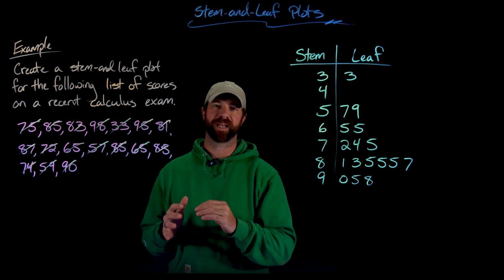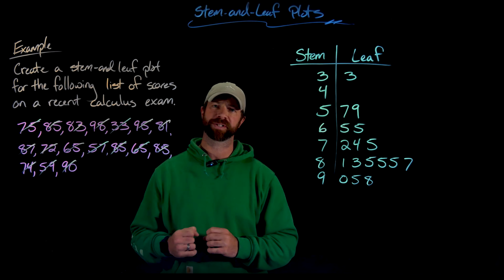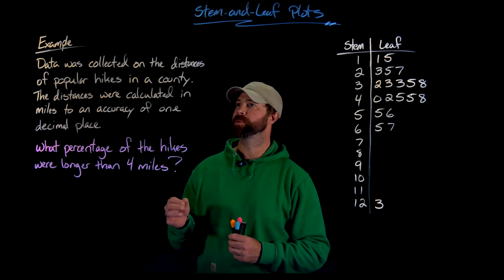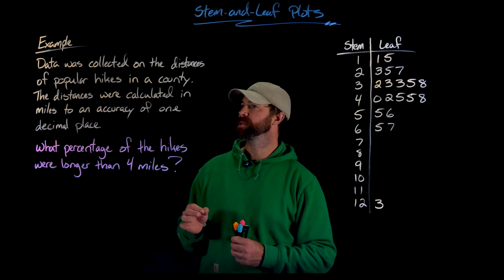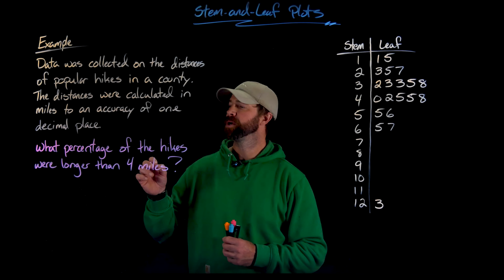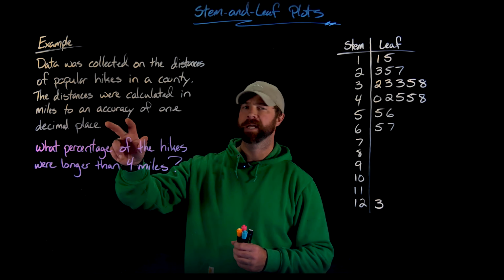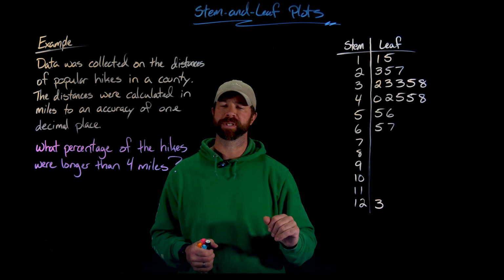Let's look at one more example where we're given a stem and leaf plot and we have to do a little bit of analysis based on that information. In this example, we're given that data was collected on the distances of popular hikes in a county. The distances were calculated in miles to an accuracy of 1 decimal place. So this statement right here is really important. It helps us understand what this data represents.